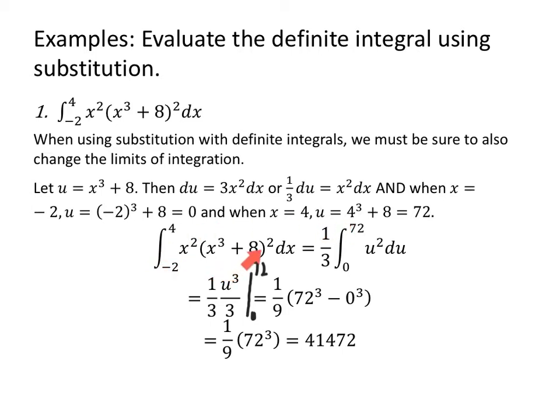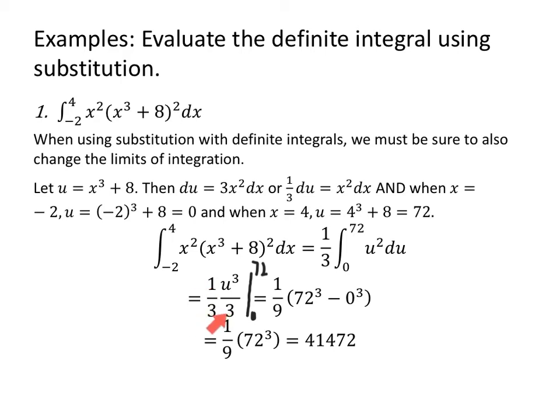X cubed plus 8 all squared becomes u squared. X squared dx is going to be replaced by 1/3 du. The 1/3 is out in front. The integral of u squared is u cubed over 3. I'm going to evaluate from 0 to 72. Kind of quick and dirty, but I'll learn better typing techniques here in a little bit.